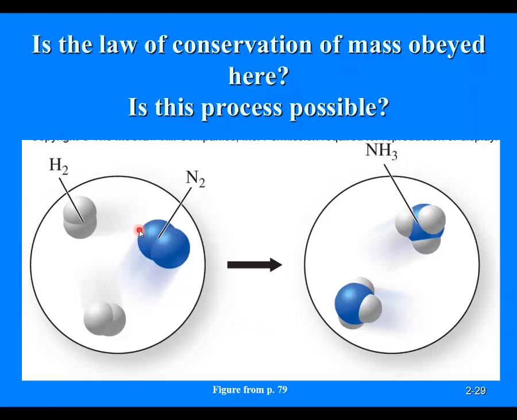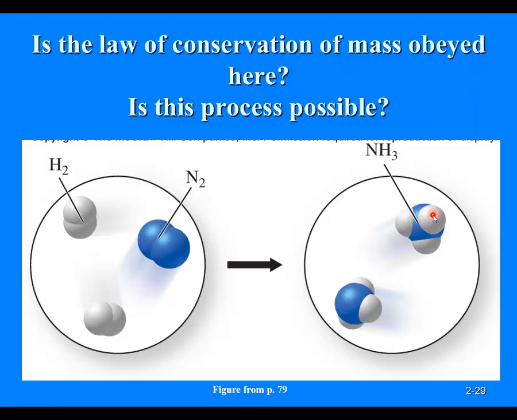Let's count the number of nitrogen atoms. I have 2 nitrogen atoms here in the reactant side with the diatomic elemental nitrogen gas, like in our atmosphere. I ended up with 2 nitrogen atoms in the 2 ammonia molecules. So nitrogen was conserved. However, if I look at hydrogen, I started with 1, 2, 3, 4 hydrogen atoms. My products, however, have 1, 2, 3, 4, 5, 6 hydrogen atoms. I have too many hydrogen atoms shown in the products, so I didn't conserve mass.